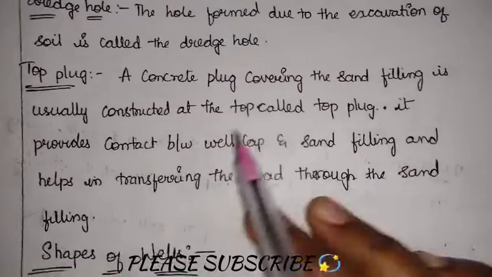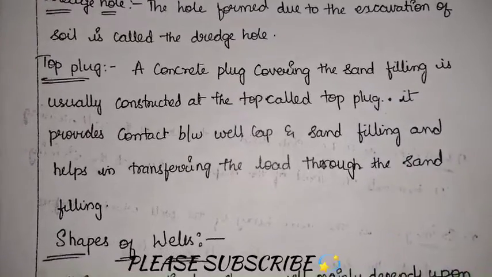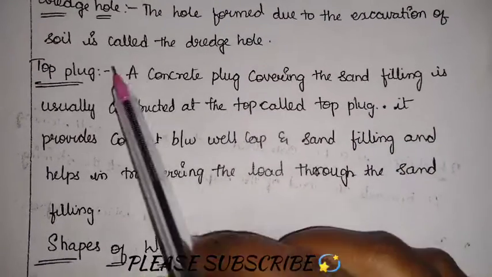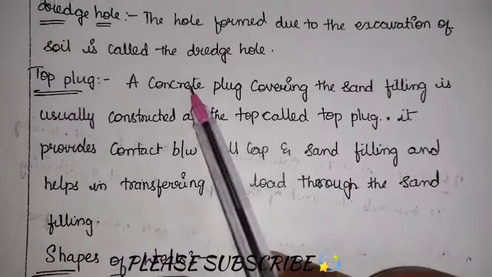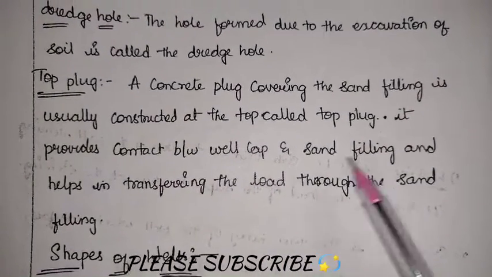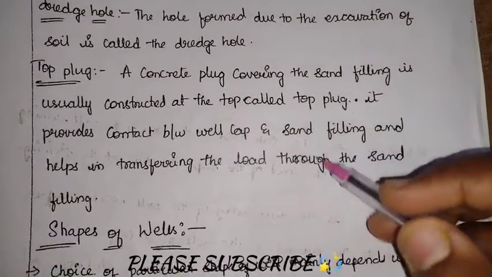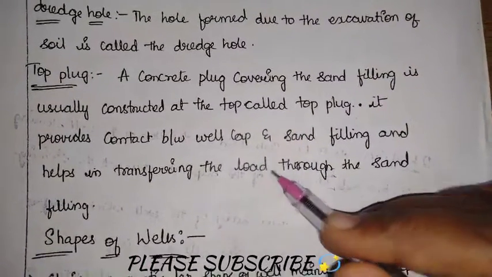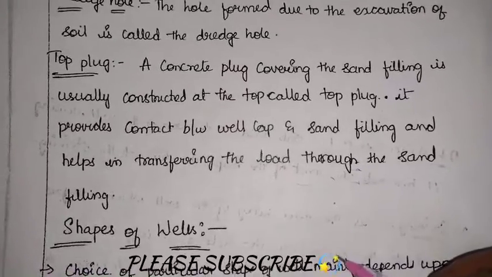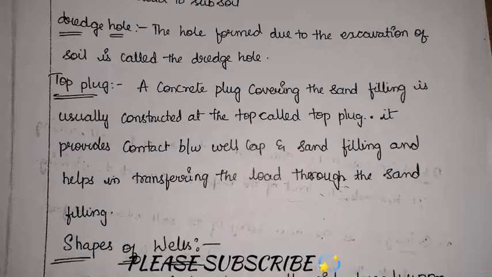Whatever sand filling is in between this top plug and bottom plug, we are terming it as sand filling. That covering part of the sand filling, we are terming it as the top plug. This is made up of concrete. It provides contact between the well cap and sand filling and helps in transferring the load through the sand filling. Whatever load is coming from the superstructure is first resisted by the cap, which transfers the load to the top plug, then the sand filling, and then comes the bottom plug. After that it is generally transferred to the subsoil.